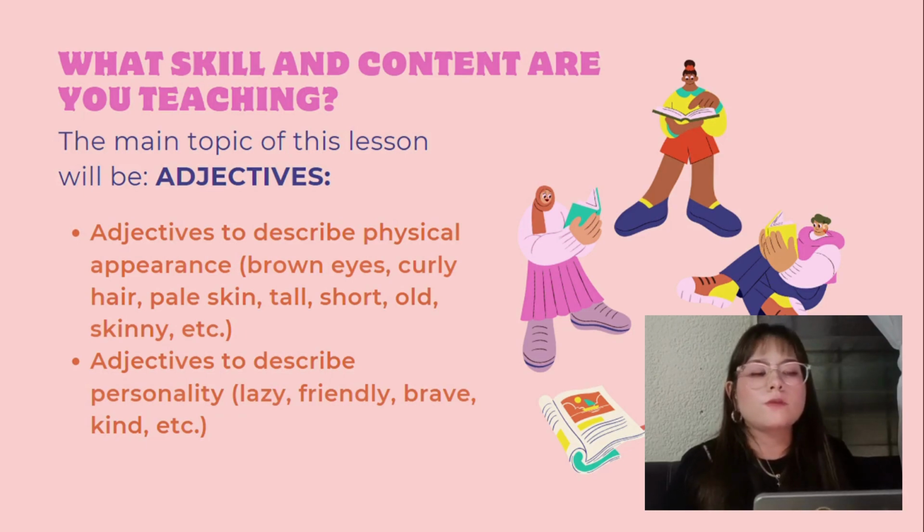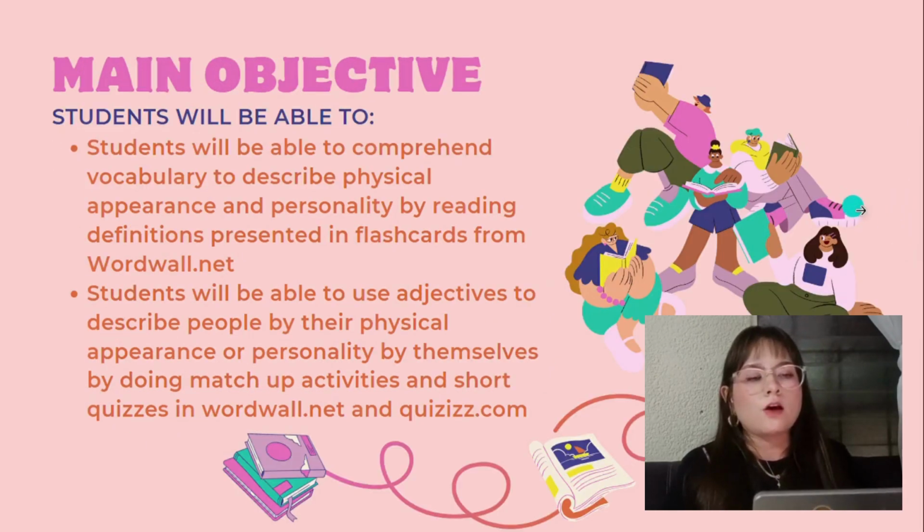So the main objective of this class, the students will be able to comprehend vocabulary to describe physical appearance and personality by reading definitions presented in flashcards from wordwall.net. And students will be able to use adjectives to describe people by their physical appearance or personality by themselves by doing matchup activities and short quizzes in wordwall.net and quizzes.